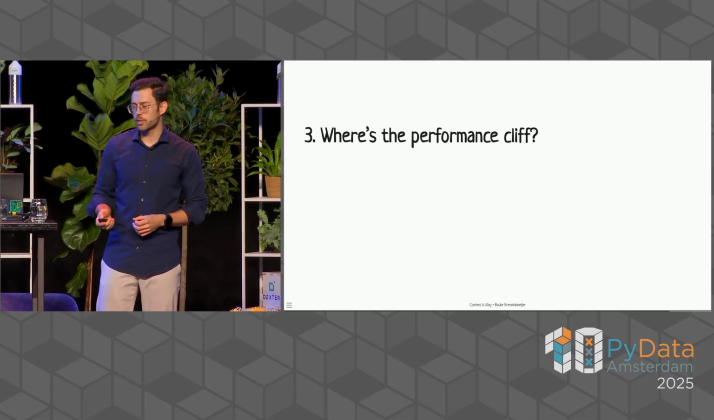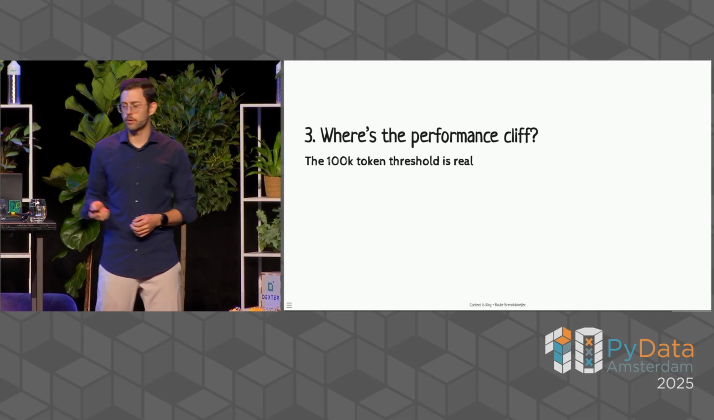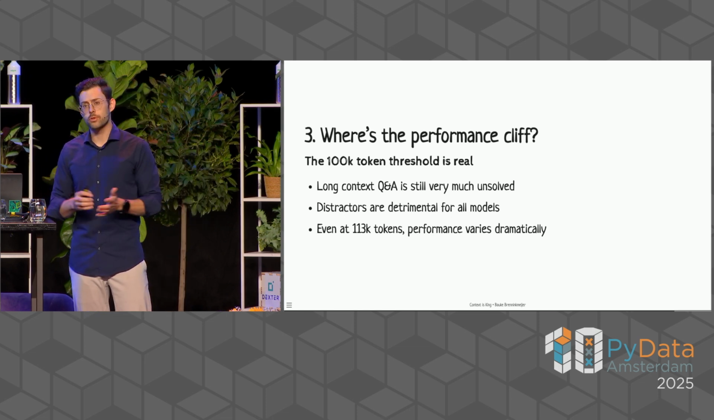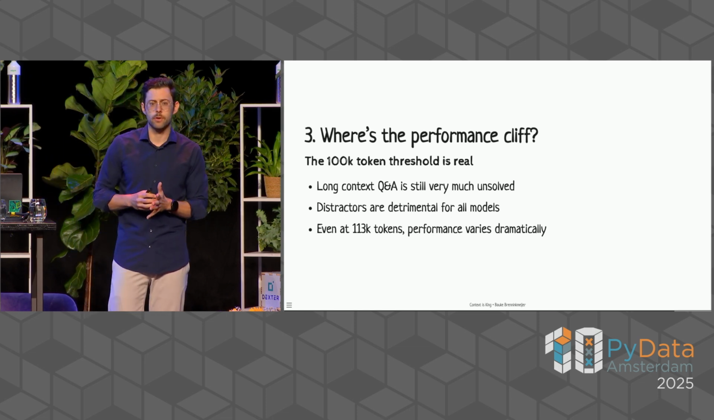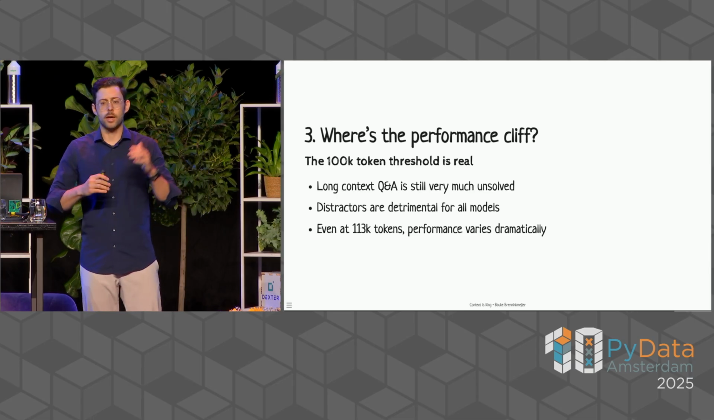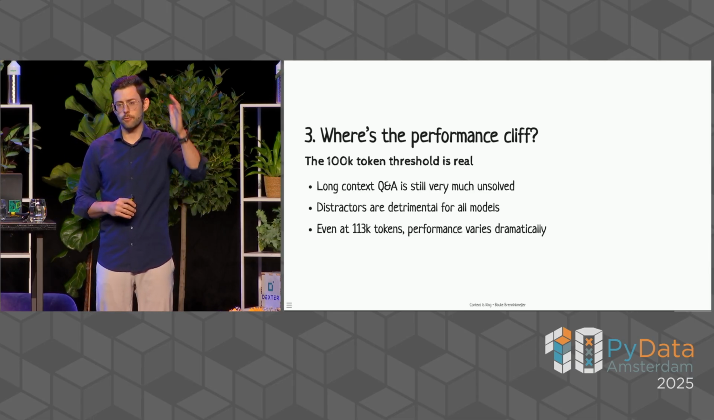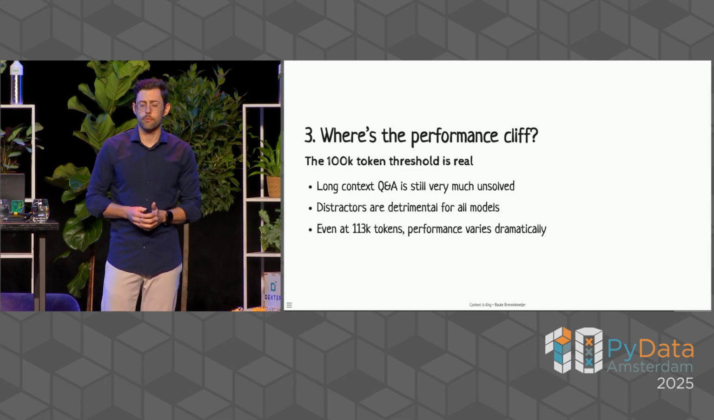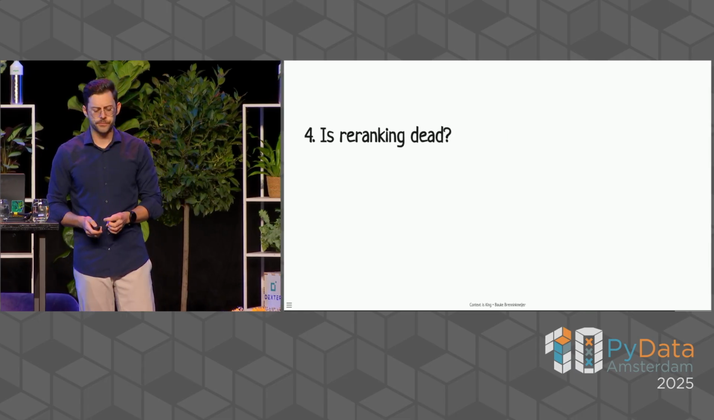So where's the performance cliff? We keep coming back to the 100K. Long context Q&A is still very much an unsolved problem. Distractors are very problematic for every model intelligence level and every model provider, and even at 113,000 tokens, performance varies dramatically between them.